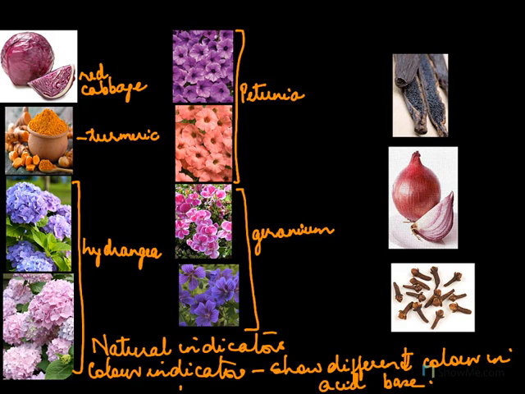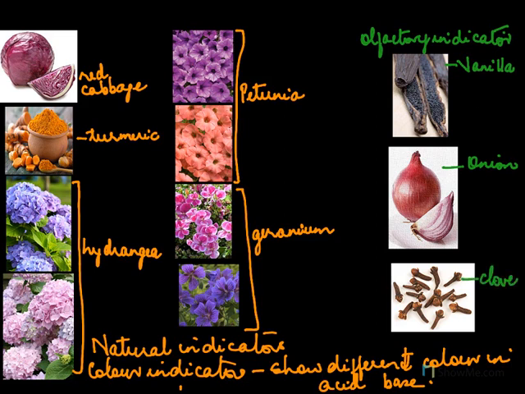Then we have the olfactory indicators, like here. The word olfactory relates to smell. So these indicators show one smell in an acidic medium and a different smell in a basic medium. The example is vanilla, the essence that we use in our cakes and other pastries. It is made from pods like this. The onion is also an olfactory indicator. It has a different smell in an acid and a different smell in a base.